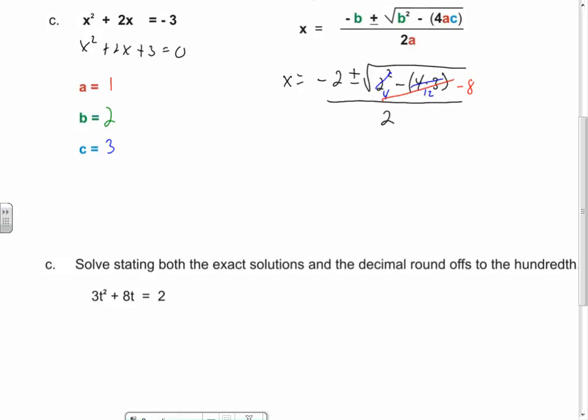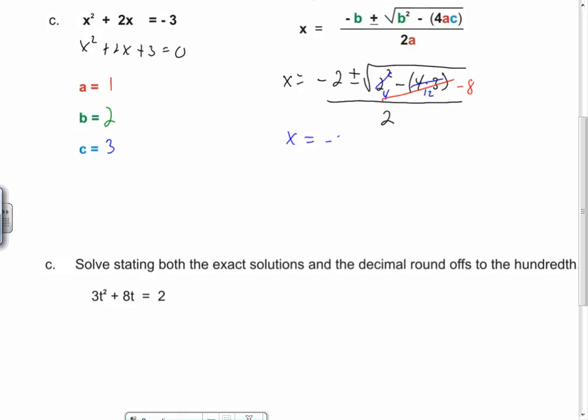Which everybody's now thinking what? What are you thinking? Imaginary, right? We got an imaginary solution. By the way, imaginary solutions are always conjugates, meaning they're two binomials, and the sign in the middle is different, and it'll be the plus minus. All right, so we got to finish this thing out.